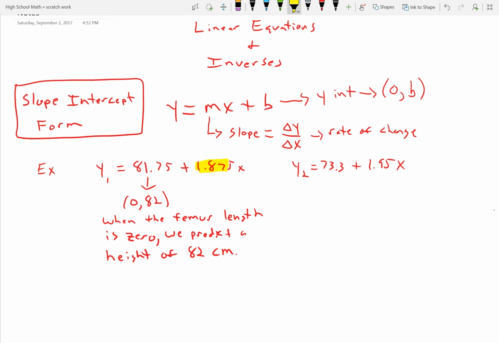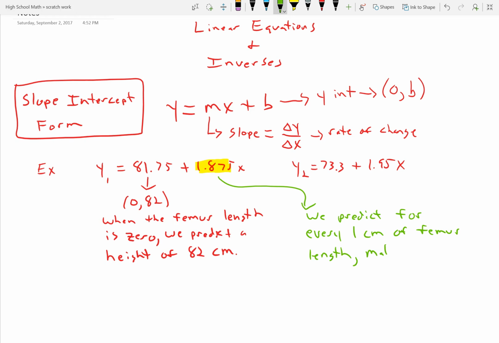This slope of 1.875, think change in y per unit x. We predict for every 1 centimeter of femur length increase, male height will increase 1.875 centimeters on average. Y per x, change in y per unit x. And in a similar fashion, you could describe your slope and y-intercept of that second line.